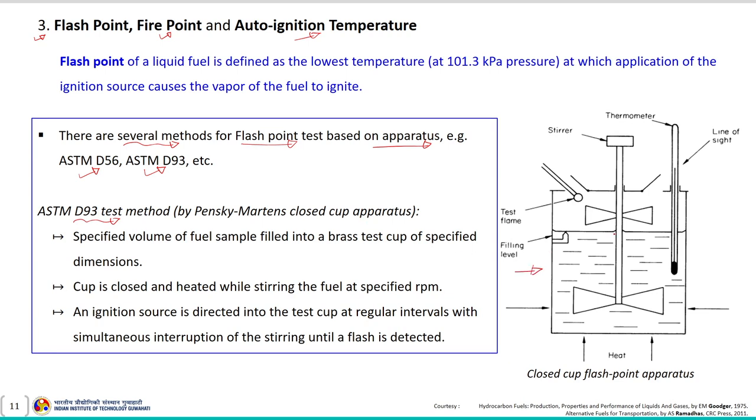In this test, a specified volume of a fuel sample is filled into a brass test cup of specified dimension, and if you see here, the filling level is also shown in the schematic. It should be filled up to this particular level, and then the cup is closed and heated while stirring the fuel at specified RPM. An ignition source is directed into the test cup at regular intervals with simultaneous interruption of the stirring until the flash is detected in this particular zone. And the corresponding temperature recorded here in the thermometer is considered as the flash point of the given fuel.